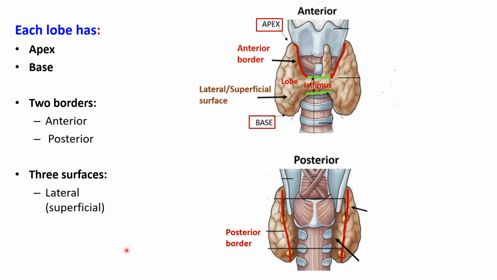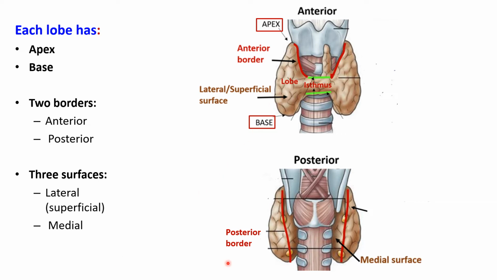Now we have three surfaces of the lobe. The three surfaces are, this is the lateral or the superficial surface, right? So this will be present more anterolaterally, in fact. And the border is anterior, so that's why everything present here will be lateral to it, okay? So this is the lateral surface, or the most superficial surface, so you also call it superficial surface.